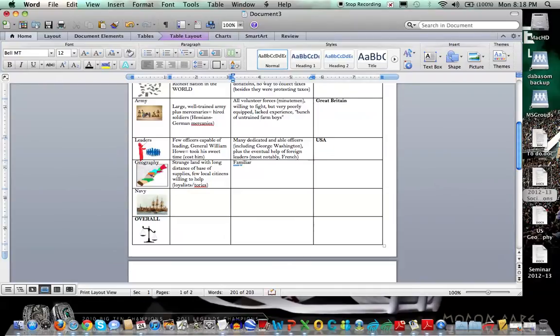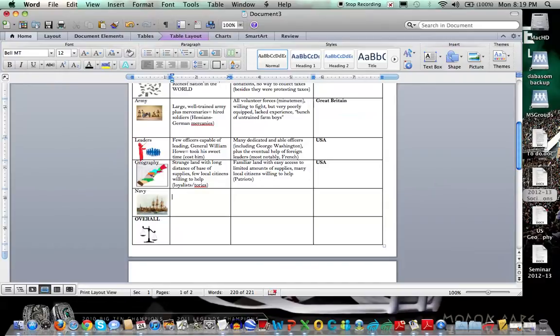Geography in terms of the United States. They had familiar land with easy access to limited amounts of supplies. So even though they didn't have a lot of supplies, it was easy access because they could get to it very, very quickly. Many local citizens were also willing to help your United States Army. These would be your patriots, people who believed in the American cause, and so you did have quite a few people in that regard who would help the United States. So therefore, your advantage geographically is clearly with the United States.